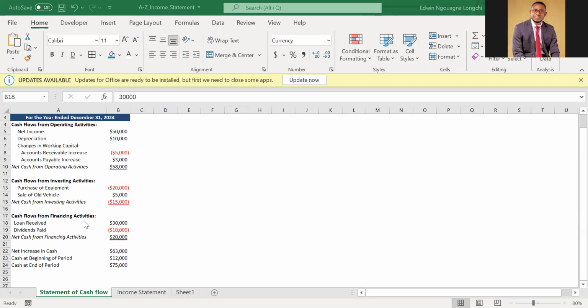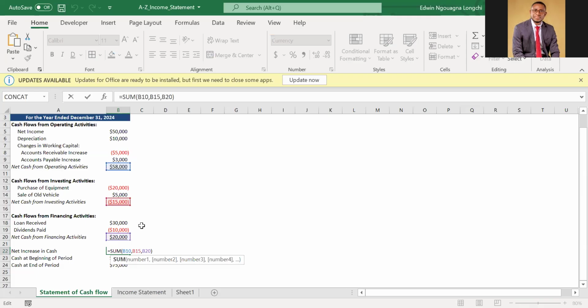All right. So we calculate cash flow from financing activities the same way we calculated cash flow from investing activities, and then it gives us a net of $20,000. And so the net increase in cash is the sum of all three activities. If I click on this one, you'll see that it is the sum of the three activities, which are operating, investing, and financing.